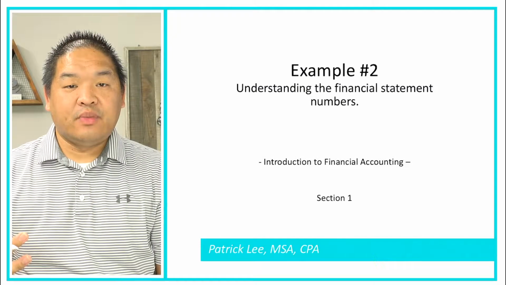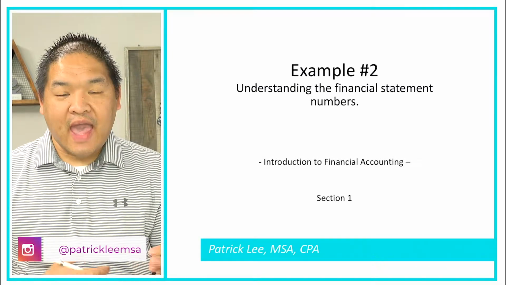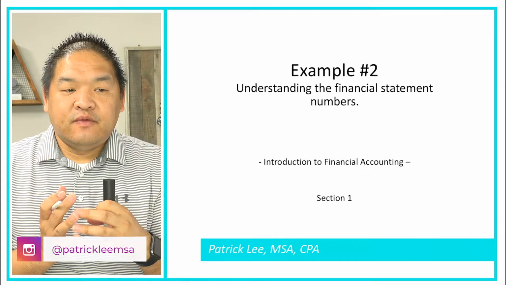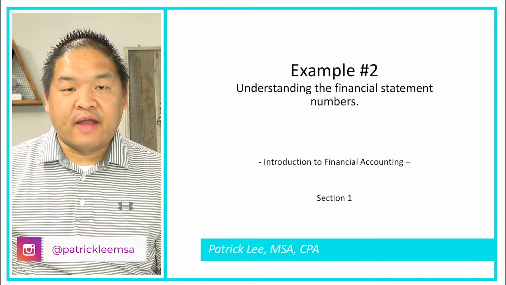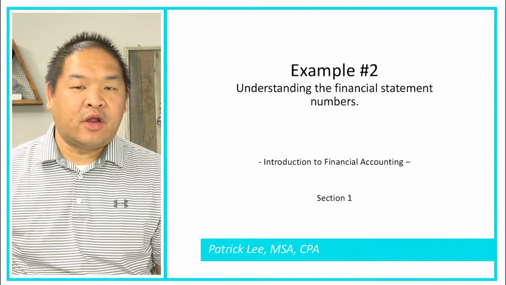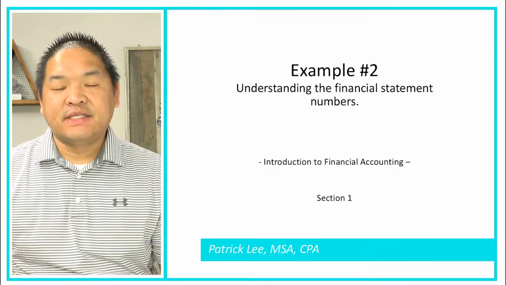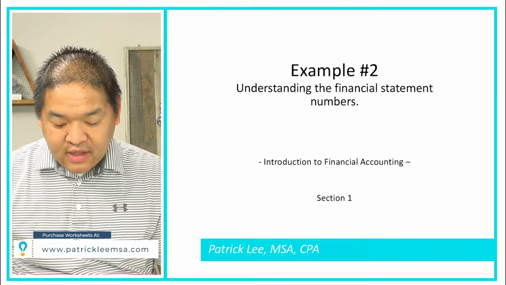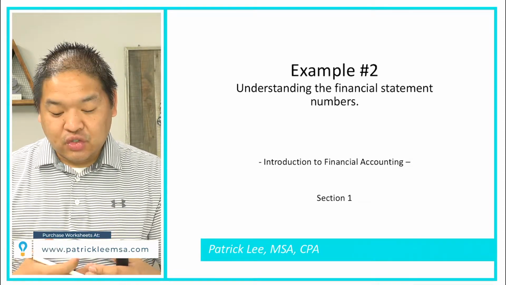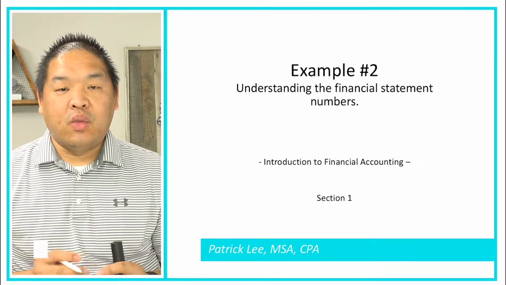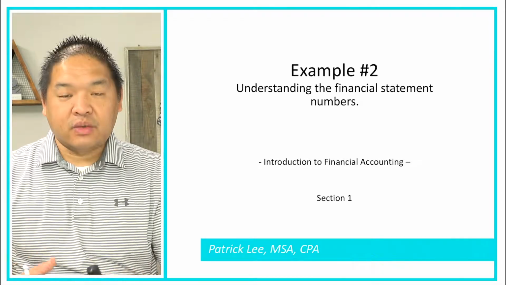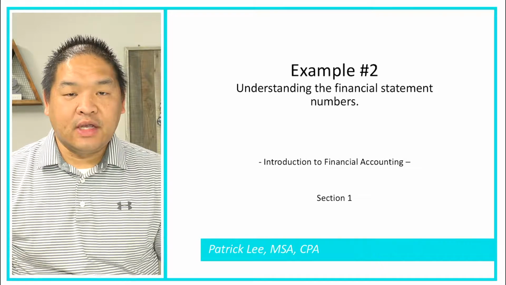All right, in this example, we are going to look at some various numbers that we're going to have to solve for missing variables. And so we've got all of these numbers and we're going to have to solve for that. So we need to understand the financial statement numbers and the way it all works. So that's what we're going to walk you through here in this example.